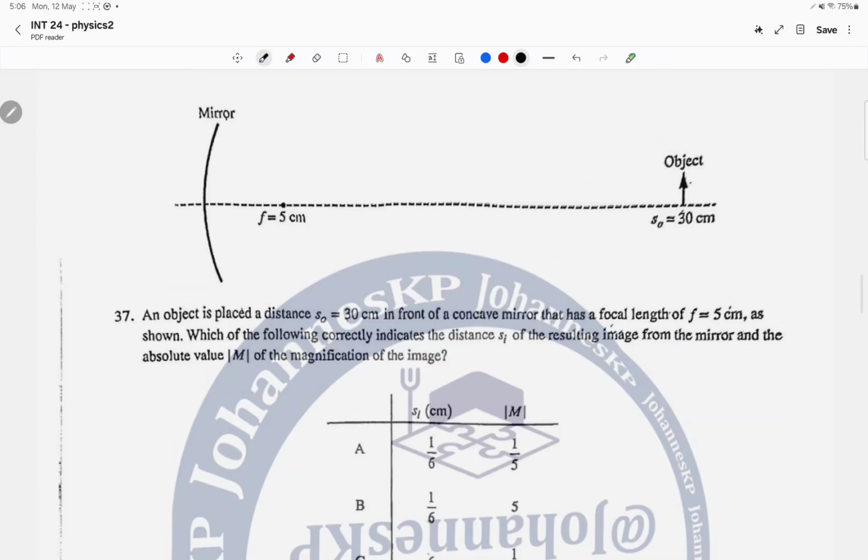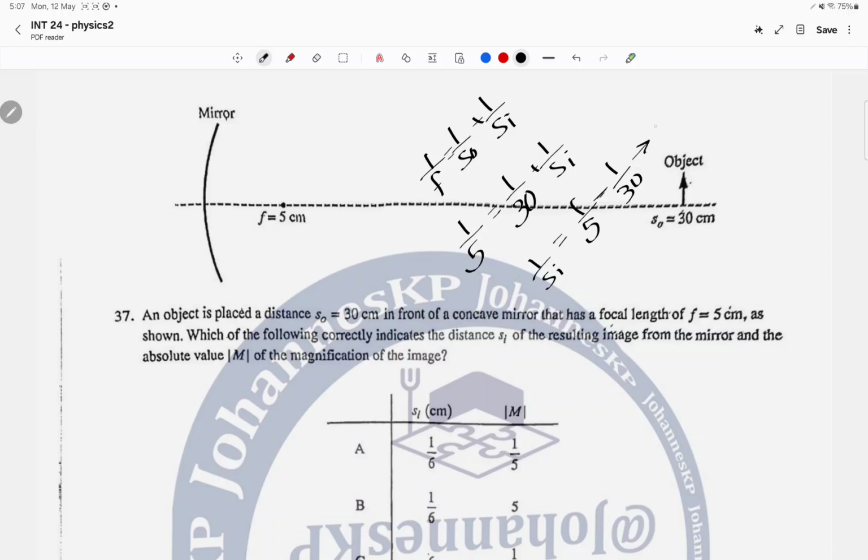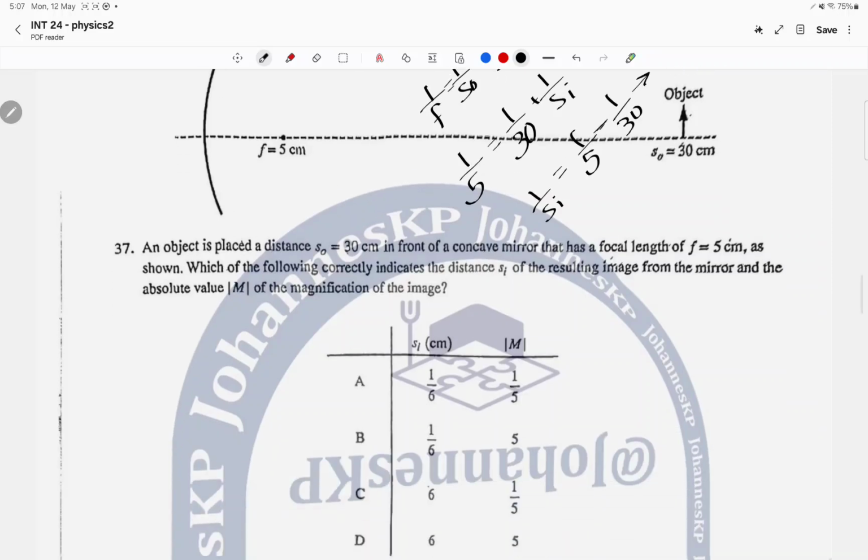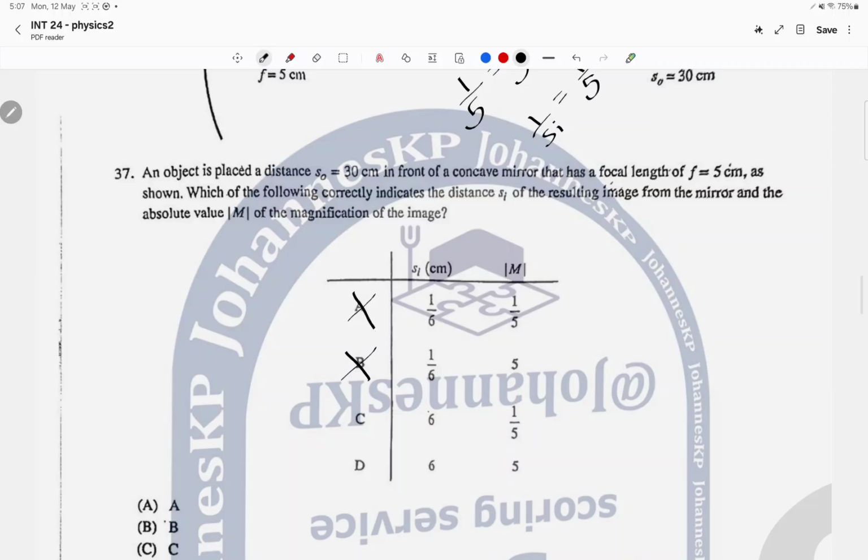37. Okay. Let's use the mirror's equation. So 1 over F equals 1 over SO plus 1 over SI. Is the mirror here concave or convex? Concave. That means the F has to be positive. 1 over 5 equals 1 over 30 plus 1 over SI. So now do your magic with the calculator. Got 1 over 6. Flip it, please. So 6, right? It's not B, it's not A.